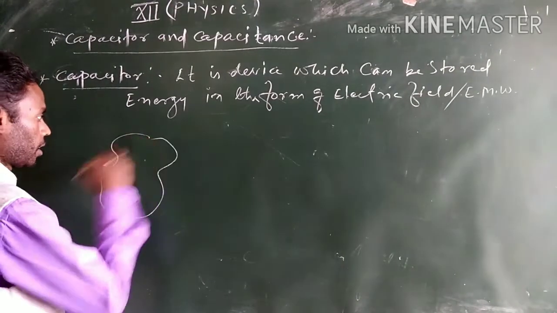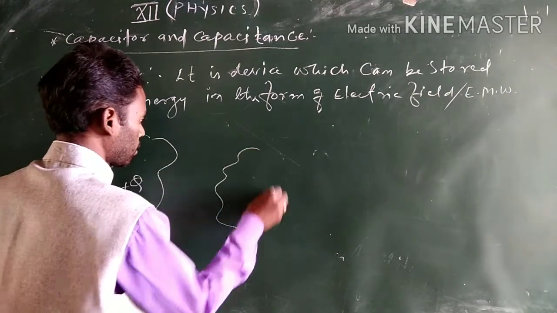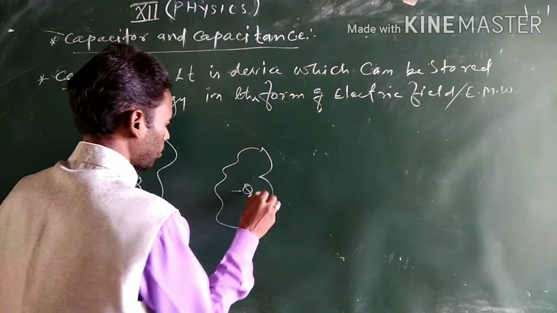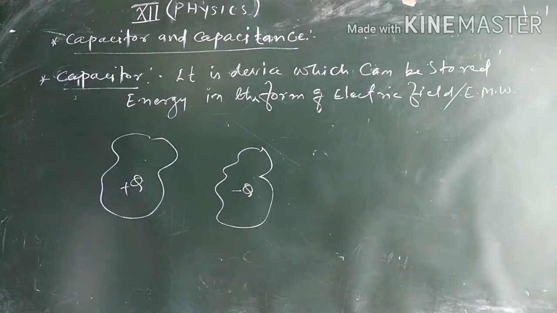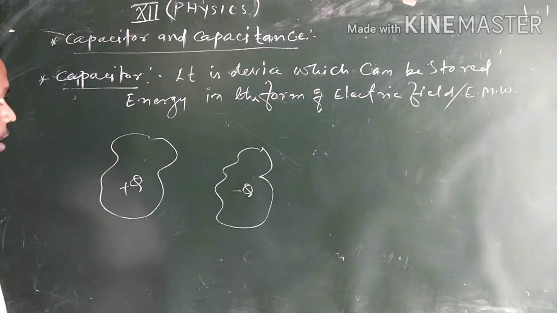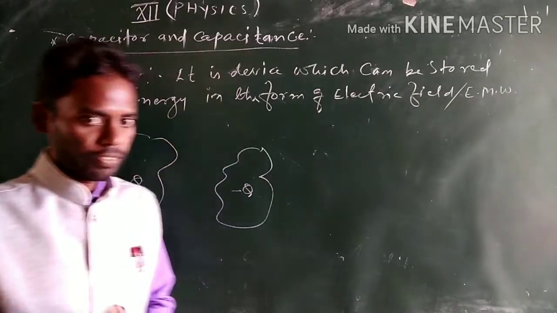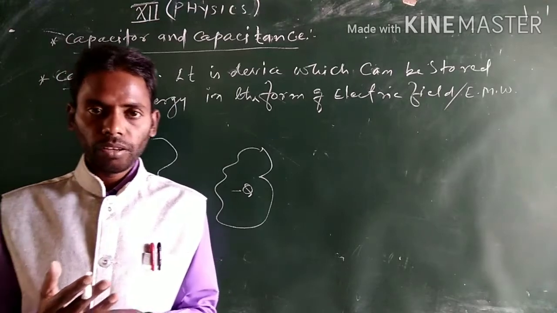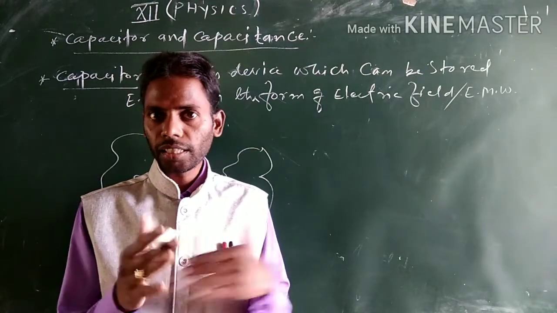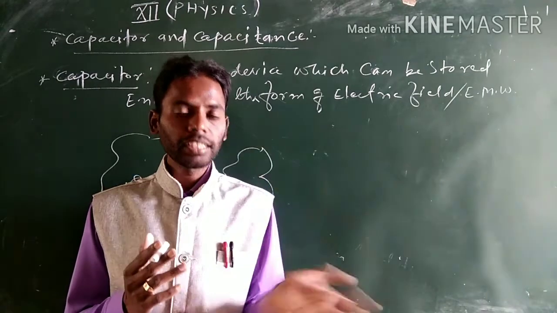Suppose this is the conductor, here are the plus q charges, right? And here is another conductor, this is minus q charge, right? That means the charges are residing here, okay? Then there is a change in potential difference and electric field, right? If we increase the charges, then it will increase the potential difference, the potential and its electric field.